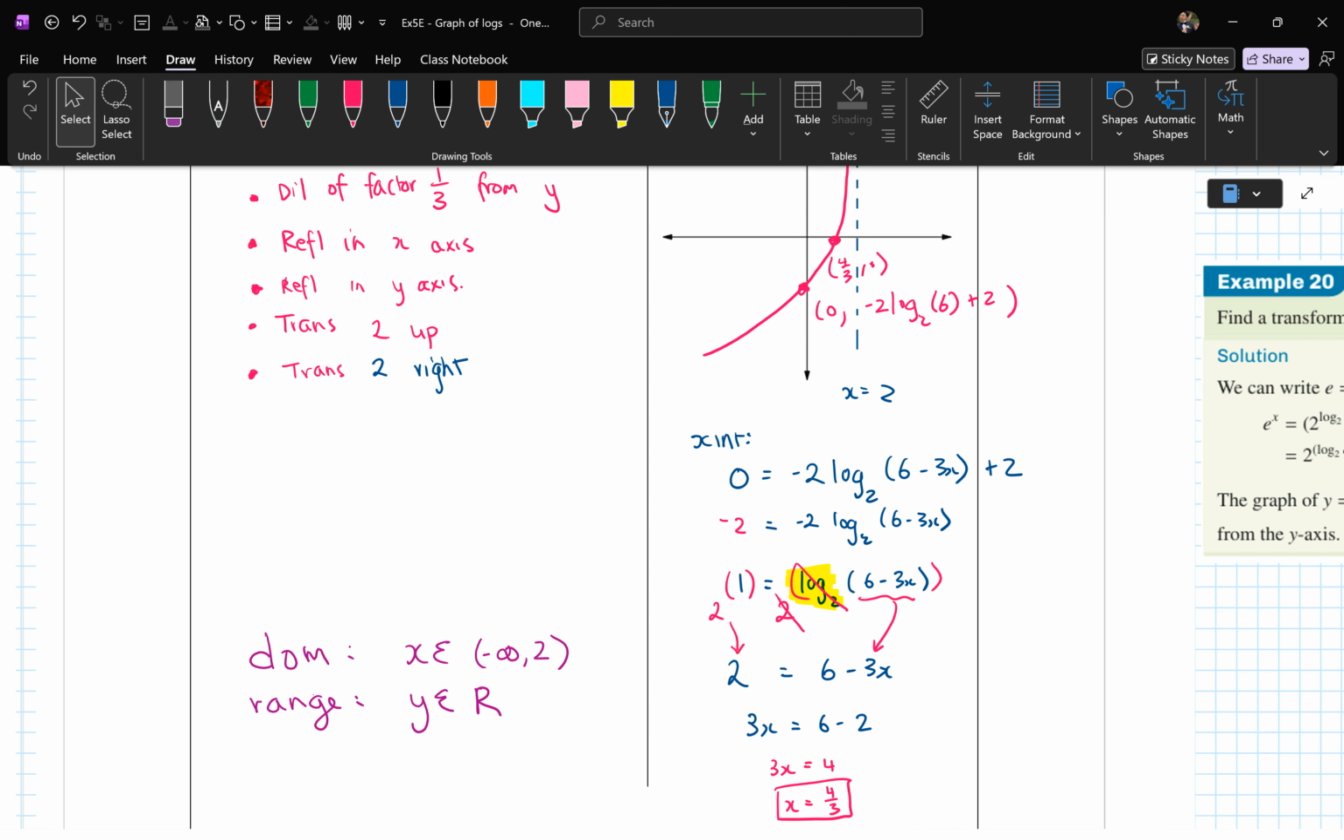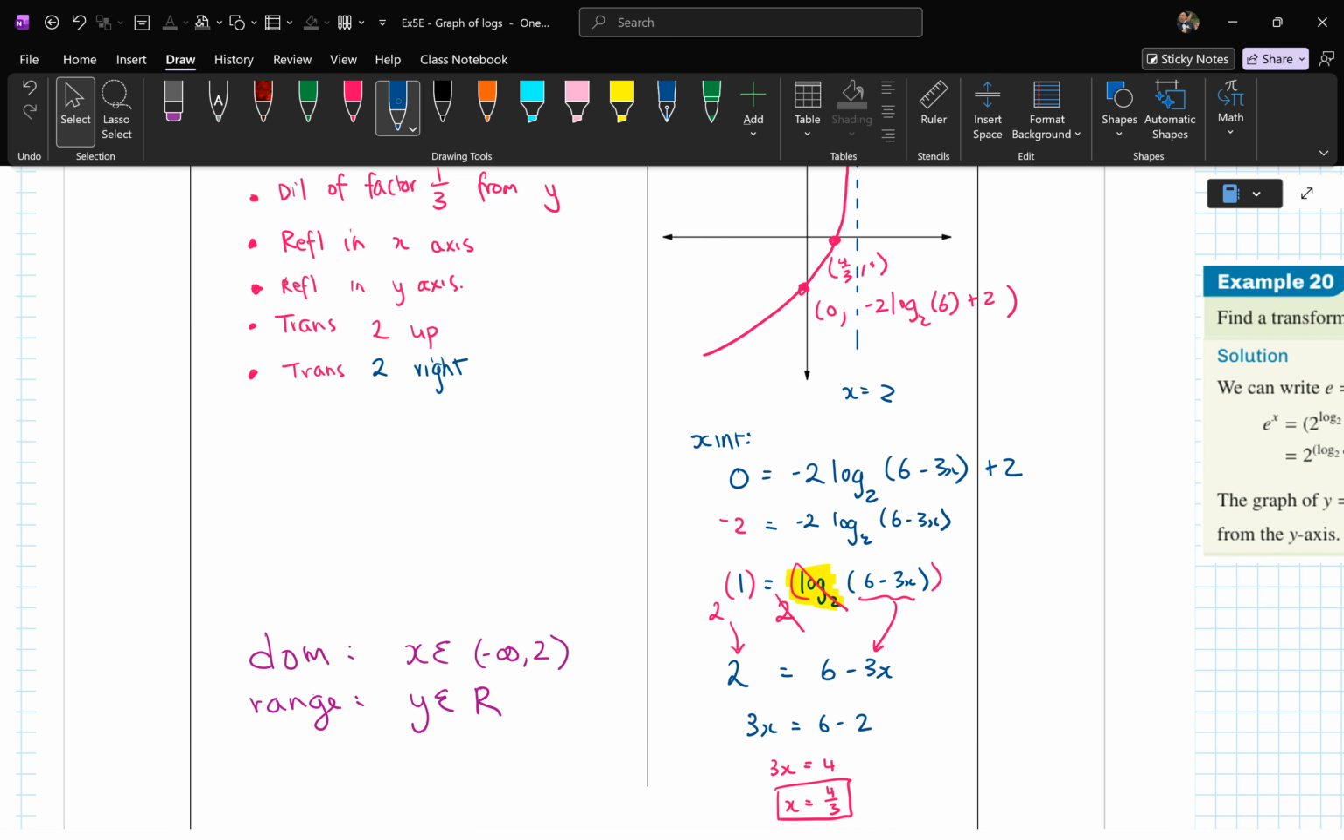And then getting rid of log base 2 is inverse of log. Inverse of log is exponential. So it's 2 to the power of log base 2 on the right, and 2 to the power of 1 on the left. So that means you're doing exponential. So 2 to the power of 1 is 2, and 2 to the power of log base 2 cancels out, and you end up with 6 minus 3x. Okay, and then from here it's just linear. Solve it, and you should get x equals 4/3.